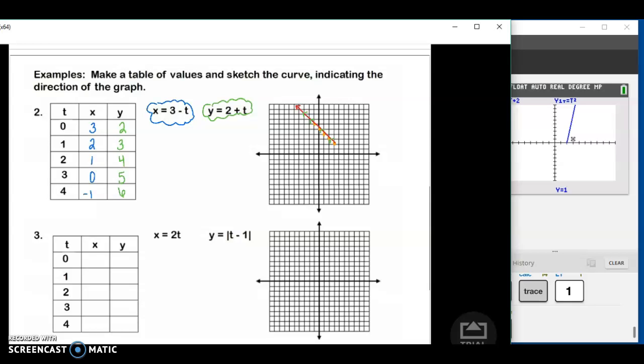Okay, so the last one for graphing, x is 2t. So 2 times 0 is 0. 2 times 1 is 2. 2 times 2 is 4. 2 times 3 is 6. 2 times 4 is 8.